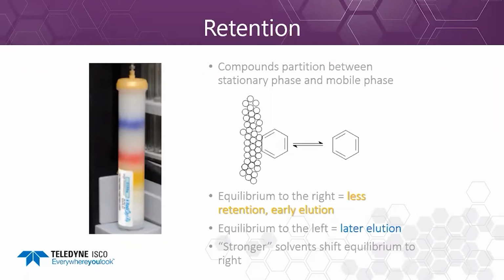In this slide, the circles depict the stationary phase. Stationary phase means that it doesn't move, while the mobile phase, as its name implies, does move, and those are our solvents. When the equilibration depicted in the slide is more towards the mobile phase to the right, the compound runs through the column more quickly, and this is caused by stronger solvents, which cause faster elution.